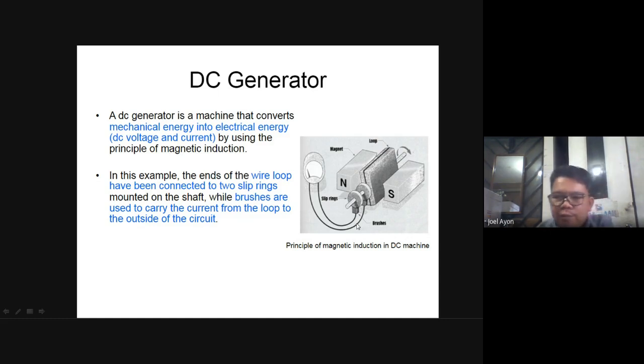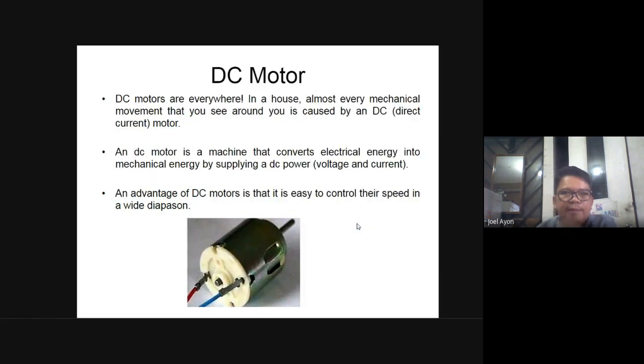Okay, questions so far? Clarifications? Right? So, none so far, class. So, let's proceed. Now, let's proceed to the DC motors.